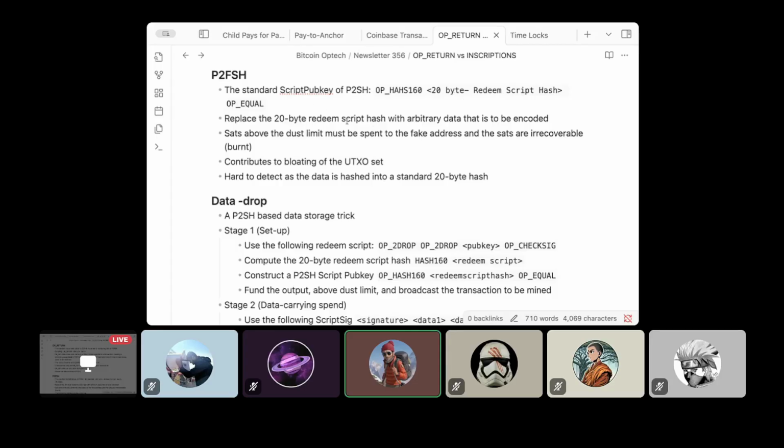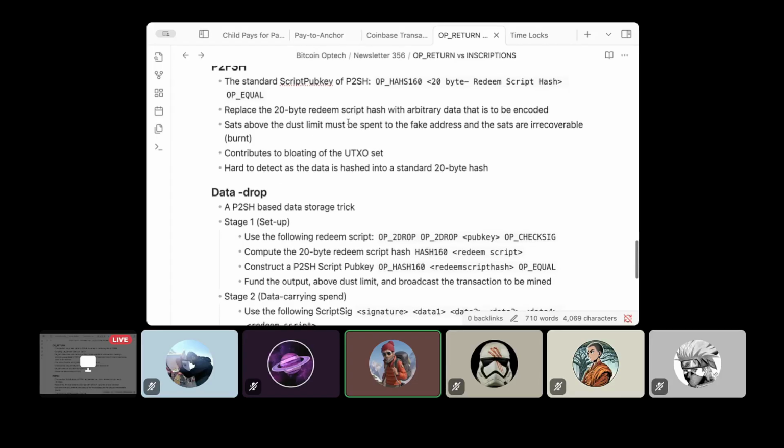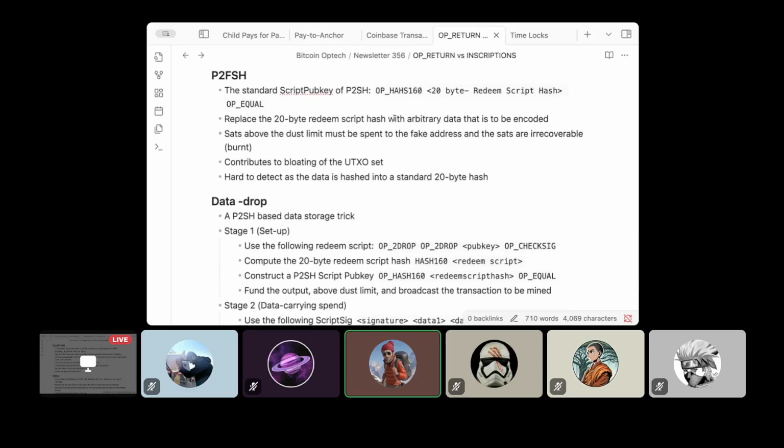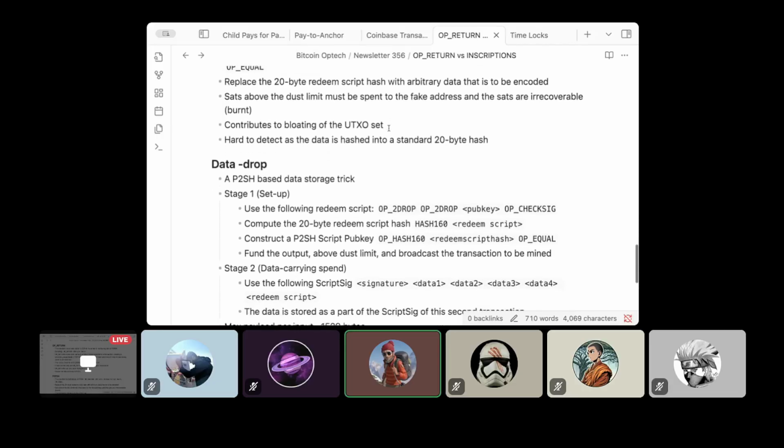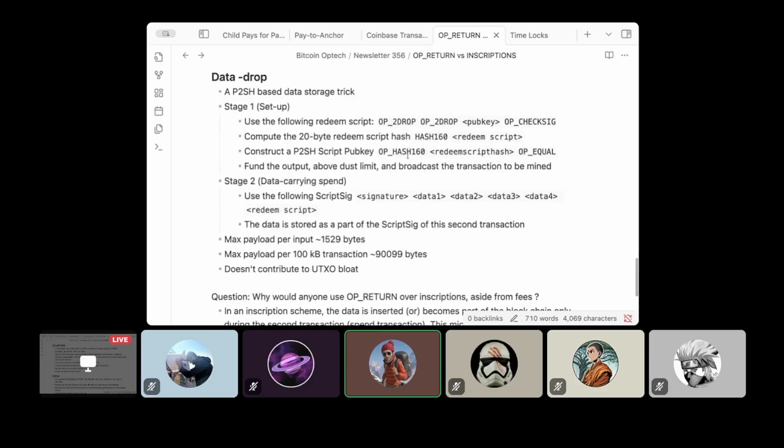So this method has also been used, but there are some improvements that people have made to this method to make it much more effective. That is called the data drop method. This method works in two steps. It's a clever way of using the pay to script hash method. So you have two stages. First, you have a setup stage, and then you have the data carrying spend stage.